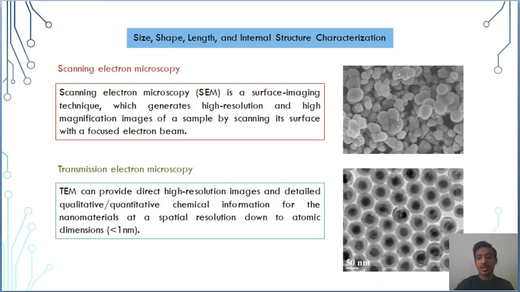To determine the shape of the nanoparticle, we can use scanning electron microscopy and transmission electron microscopy. Scanning electron microscopy generally generates high resolution and high magnification images of the three-dimensional structure of the nanoparticles, and the TEM helps to visualize the detailed quantitative and qualitative chemical information of that nanoparticle.